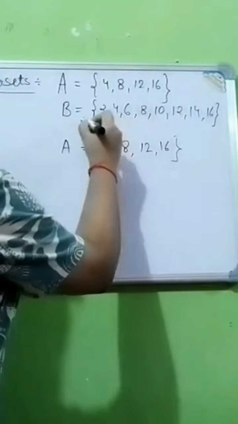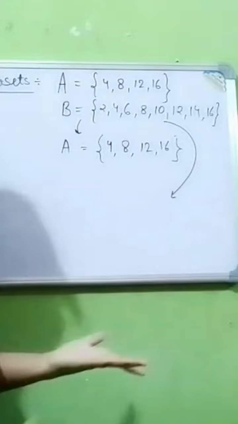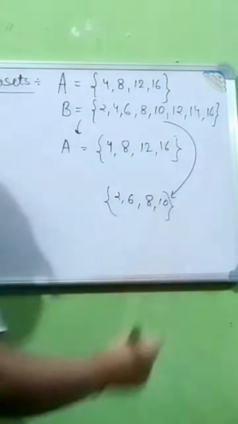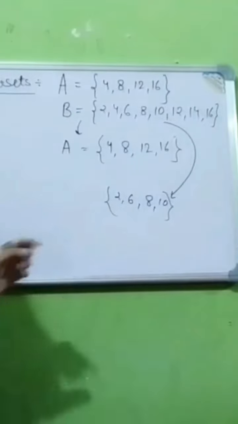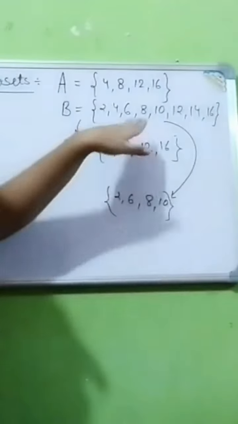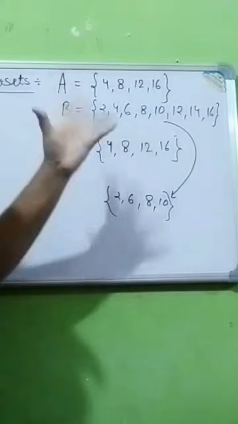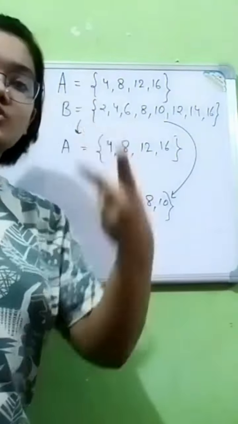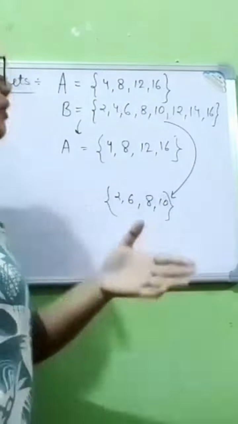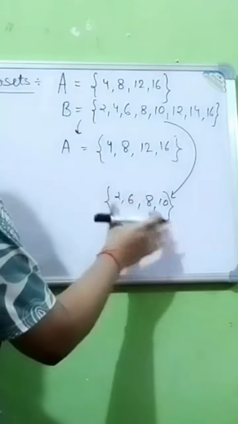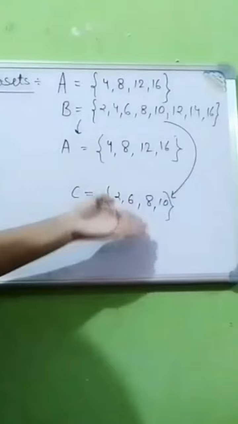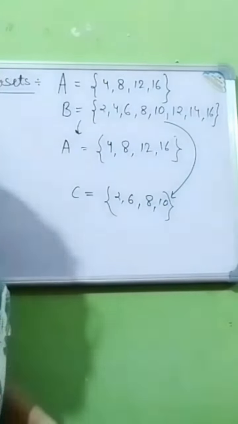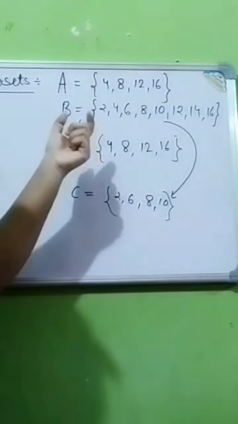If we choose some other elements from set B like 2, 6, 8, 10, then this is also a subset of B because all its elements are in set B. None of its elements is one which does not come under set B. Understood? So for a subset there should be at least 2 sets present. Let's name this set as set C. Okay, so these 2 sets are subsets of B because all the elements are coming from set B. No element is such that it is not in set B.